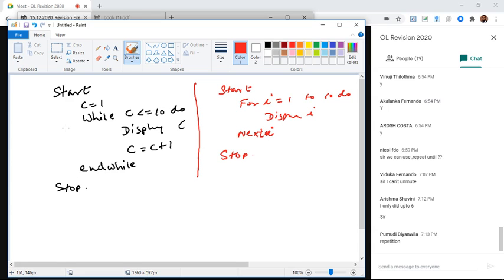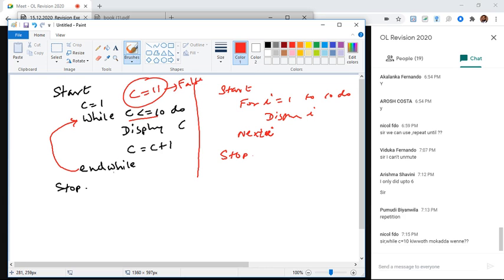Start c equal 1 while c less than or equal 10 do display c, c equals c plus 1, you are increasing by 1, and end while. When you say while, what will happen? This will be going up and checking for this condition. If the condition is satisfied, you are repeating. Okay. When the condition is not satisfied, as soon as c becomes 11, what will happen? This condition is not satisfied. False. Right? When it is false, it will come out.